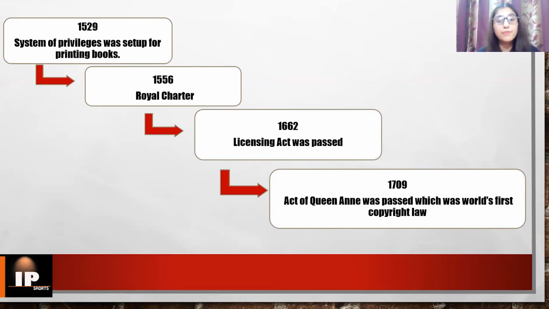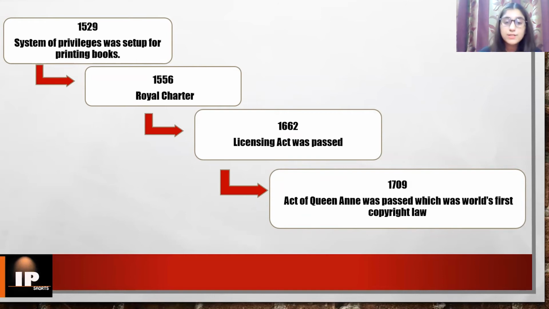Now in 1556 एक रॉयल चार्टर इनैक्ट हुआ जो कि ग्रांट करता था स्टेशनर्स कंपनी को a right to administer a system of private registrations of all the published works. Finally in the year 1662 Licensing Act was passed.